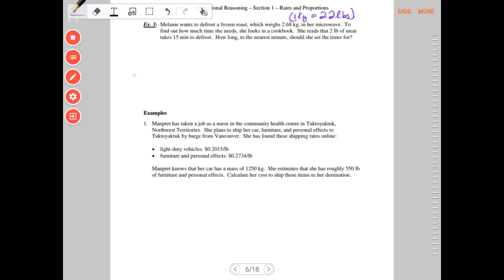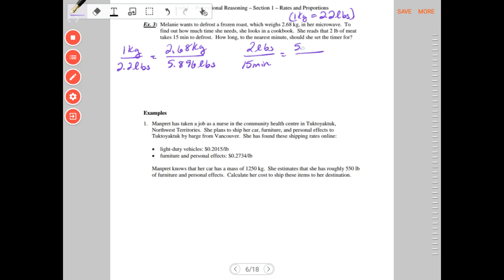Okay, so keep that in mind. Here we go. So 1 kilogram is equal to 2.2 pounds. So if I have 2.68 kilograms, note top goes with top, kilograms go with kilograms, pounds go with pounds. So we're going to cross multiply. 2.68 times 2.2 divided by 1 is equal to 5.896 pounds.